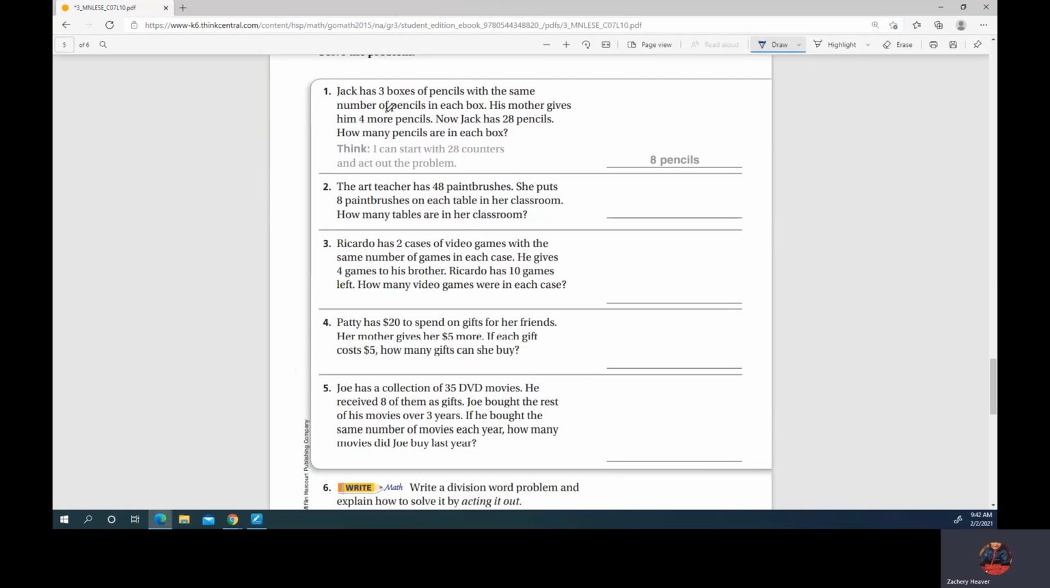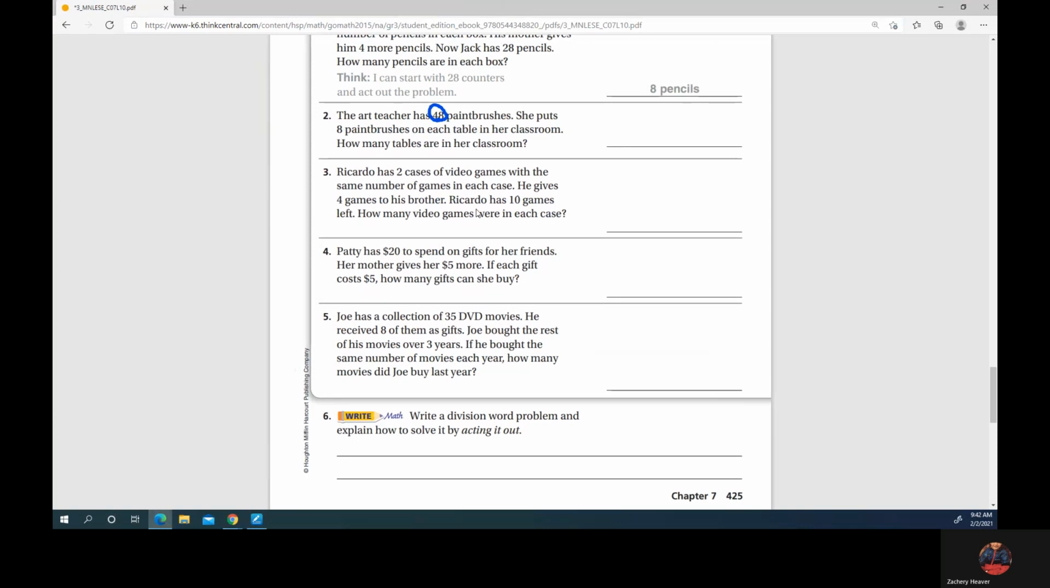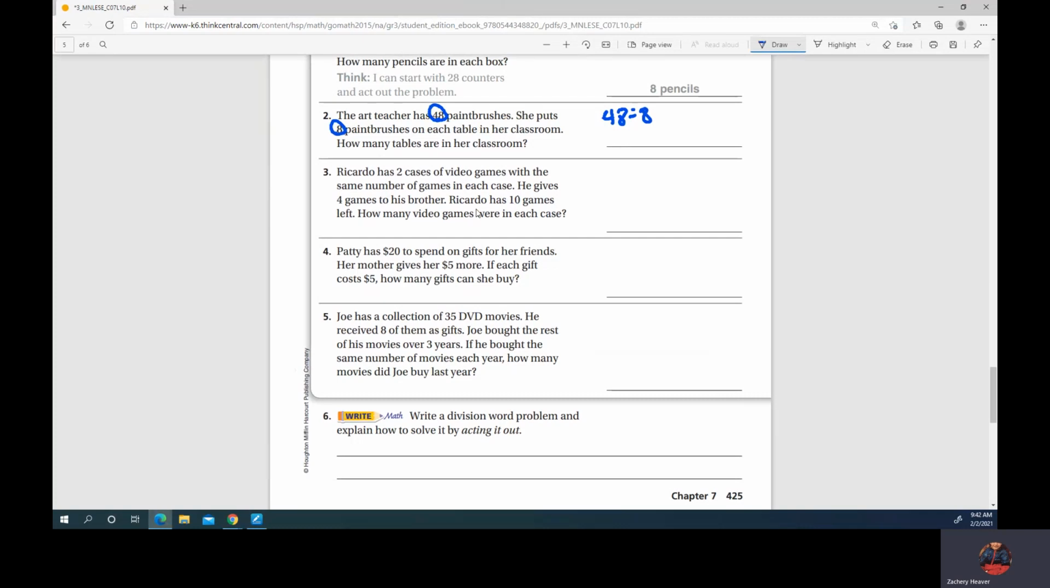They did this one. Jack bought 3 pencils. Let me go through this with you. Number 2 says the art teacher has 48 paintbrushes. She puts 8 paintbrushes on each table in her classroom. How many paint tables are in her classroom? That's fine. We have 48 divided by 8.